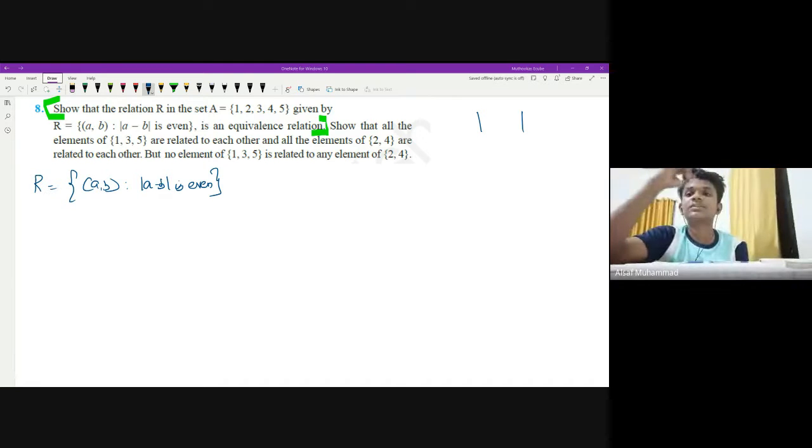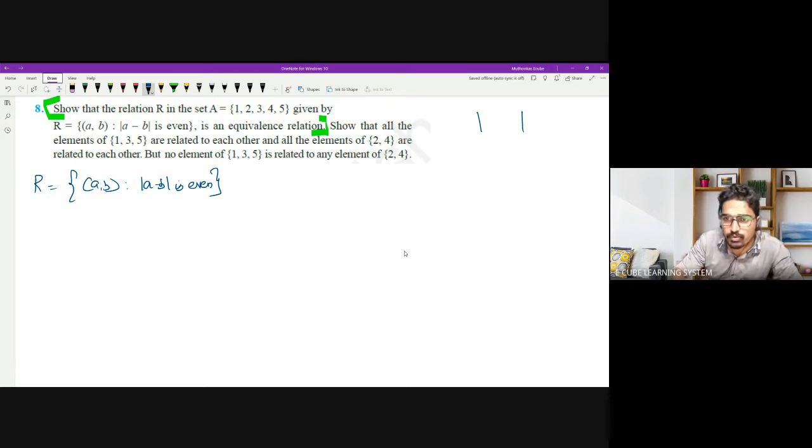Modulus of a number, plus or minus. What is the modulus of minus 5? Plus 5. Modulus of minus 5 is plus 5. What is the modulus of 5? 5. Modulus of 5 is 5 itself.